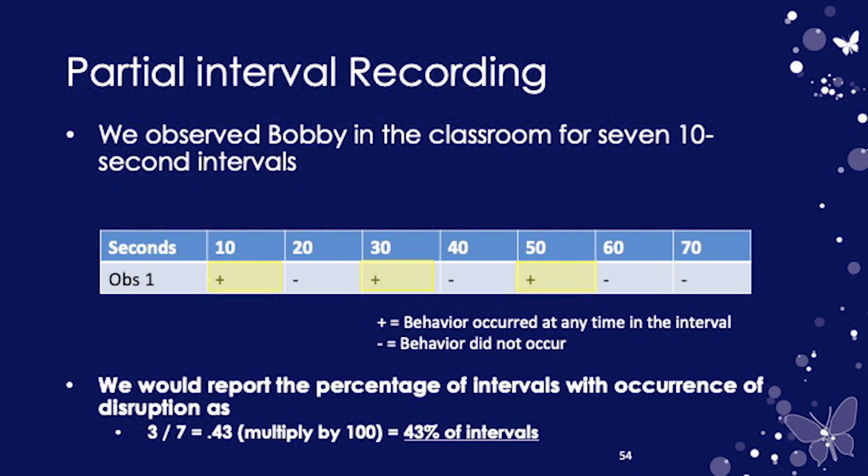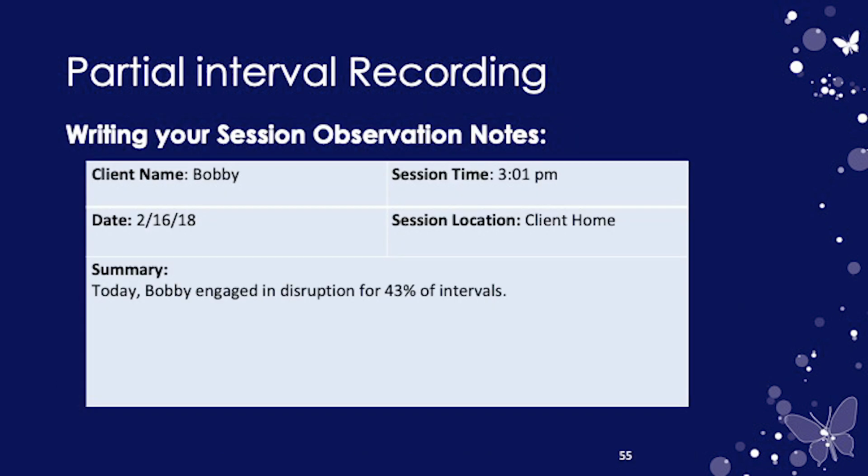You would report the percentage of intervals with occurrence of disruption as 43%. Once you have completed the observation, here's an example of how you could write the session observation notes. They would include your client's name, the date and time, session location, and a summary of the behavior that was recorded. Today, Bobby engaged in disruption for 43% of intervals.